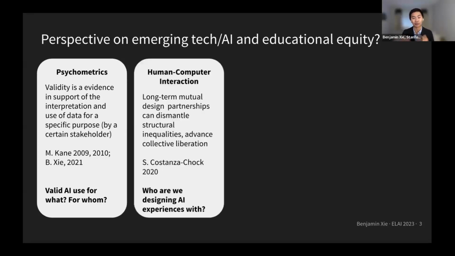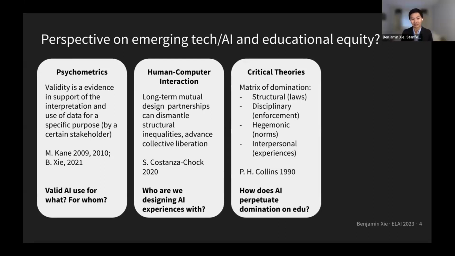I'm also engaged with human-computer interaction, so I think about long-term mutual partnerships. So this is from a design justice tradition. So the idea that, if we want to support educational equity, we need to figure out how we make long-term mutually beneficial partnerships with people with different cultural and institutional norms, and also different expertise.